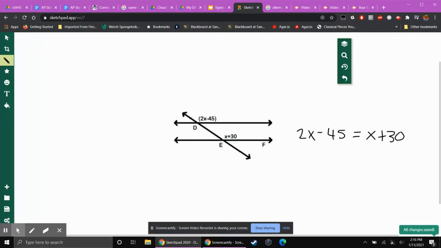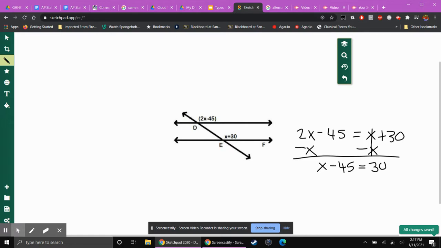Just remembering what we do in algebra, the first step we would do here is that we would get rid of this x, subtracting x on both sides. What you do to one side, you do to the other, right? So now we have x minus 45 is equal to 30, right? Because x minus x would be 0, so this cancels out.